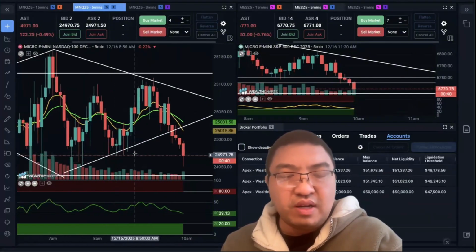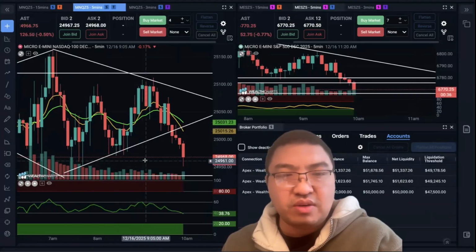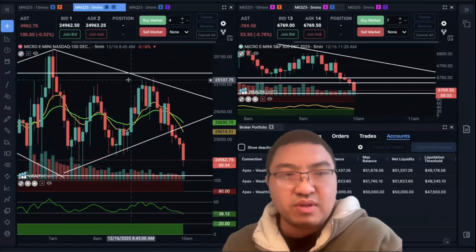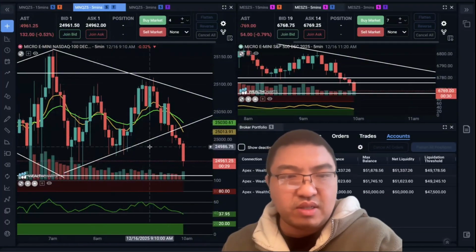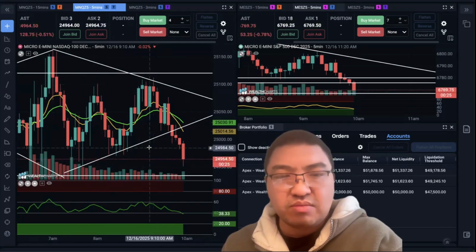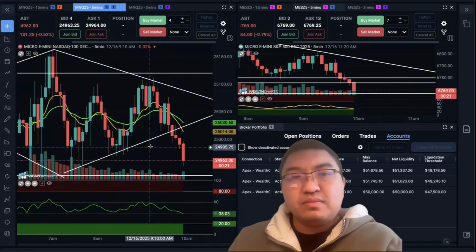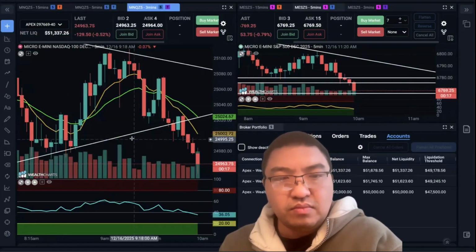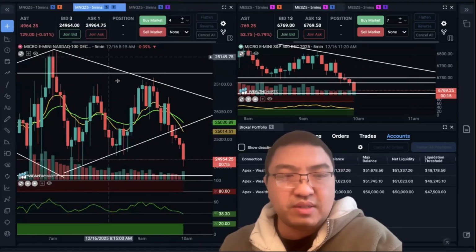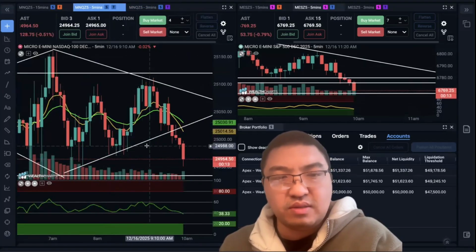If this is valid, we can always find an entry if it keeps breaking going down. That means we know that, okay, it leaves this sideway area. But this is the support level. Now it is broken. We'll see.